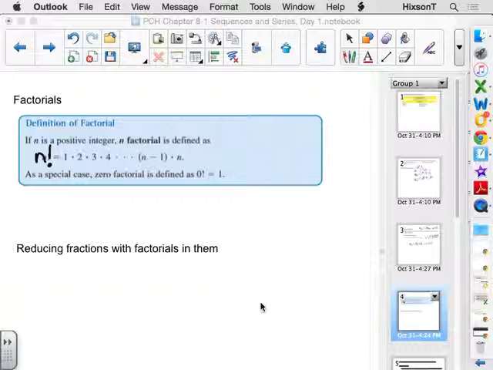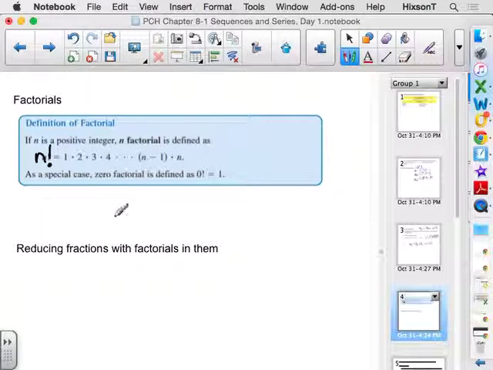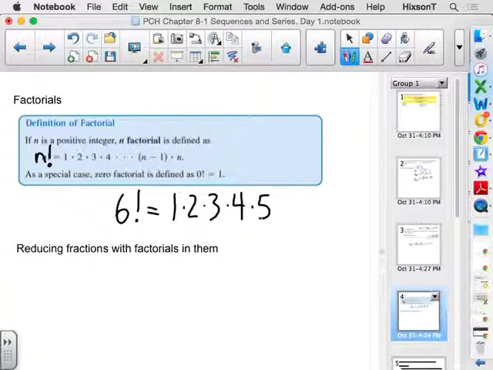Okay? So if I have 6 factorial, I'm going to start, and you can either start at the top or at 1, it doesn't matter. But 1 times 2 times 3 times 4 times 5 times 6. Okay? And we multiply all that together, and we should get 720. Alright? Because that's a 10, that's a 12, times 6 is 72, times the 10 is 720.